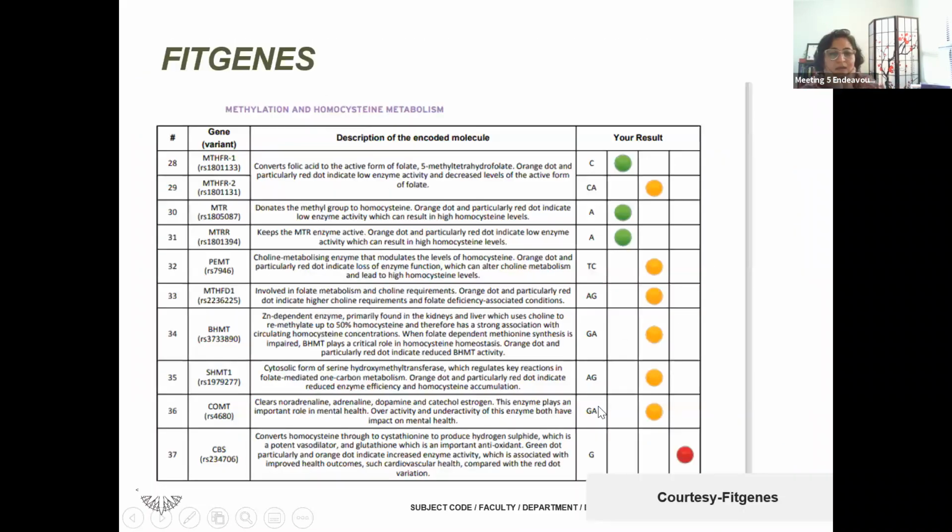And I must thank FitGenes, because that's courtesy of them. I have my report. I'm also not saying that this is foolproof. This is just an indication to understand how dietary modulation can switch genes off and on.